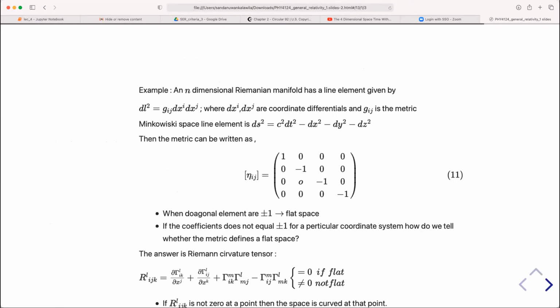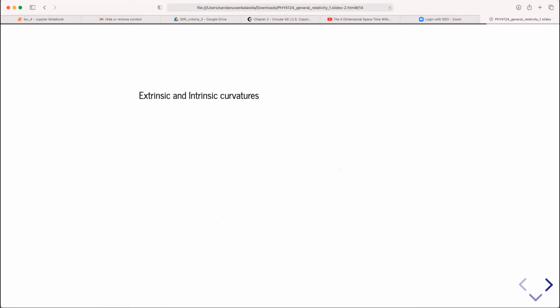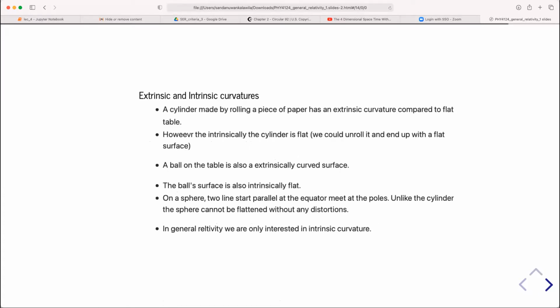Right. Now, apart from that, you may have a doubt about how you actually decide about this curvature, because this can be defined in a few different ways. In general relativity, we are actually concerned about something called intrinsic curvature of an object or a surface. Now, there are two types of curvature. One type is called extrinsic curvature, and the other one is called intrinsic curvature. Now, if you take a cylinder, which is made by rolling a piece of paper, it has an extrinsic curvature compared to a flat table, right? So that means externally it looks curved.